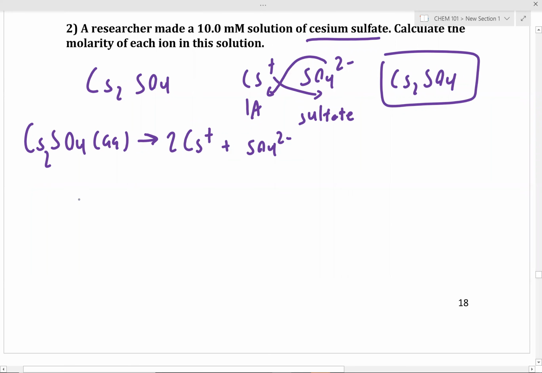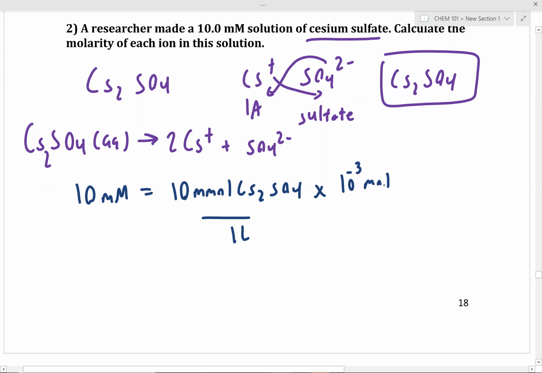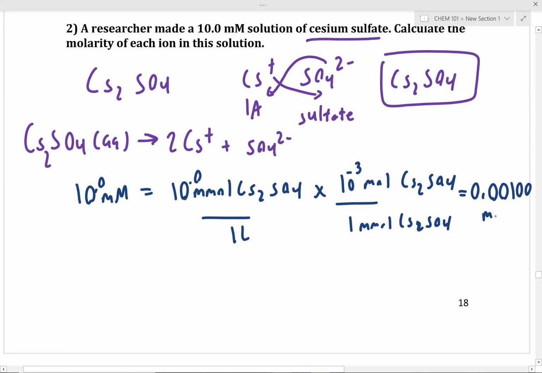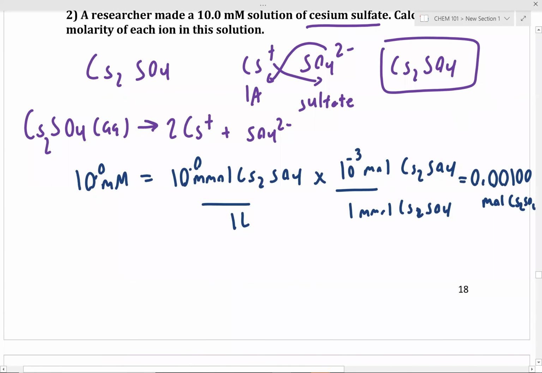Okay, so starting off, we have a 10 millimolar solution that we can write as 10 millimoles of cesium sulfate in 1 liter. We know that there are 10 to the negative third moles in 1 millimole of cesium sulfate. So that in turn gives us, with 3 sig figs, 0.00100 moles of cesium sulfate in 1 liter.